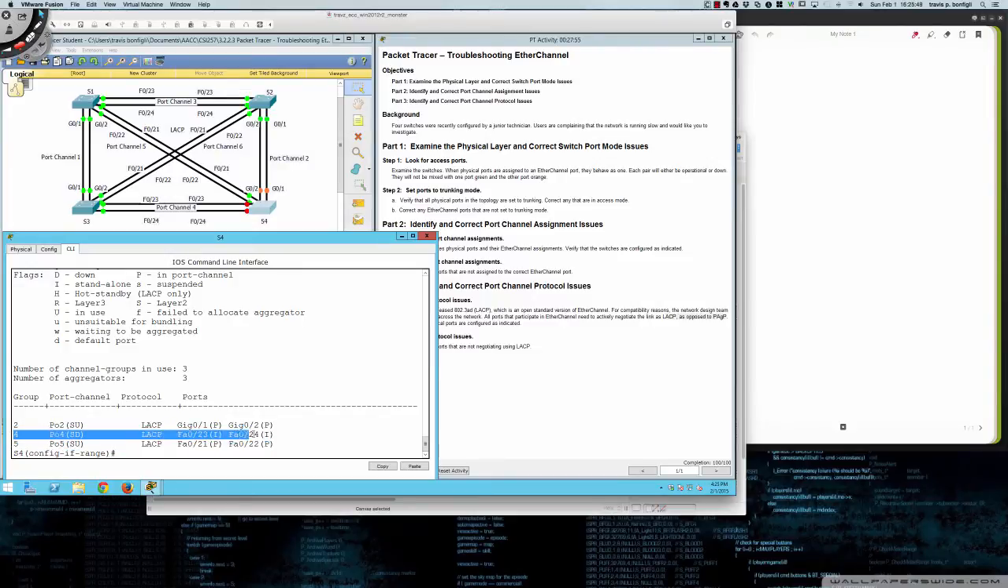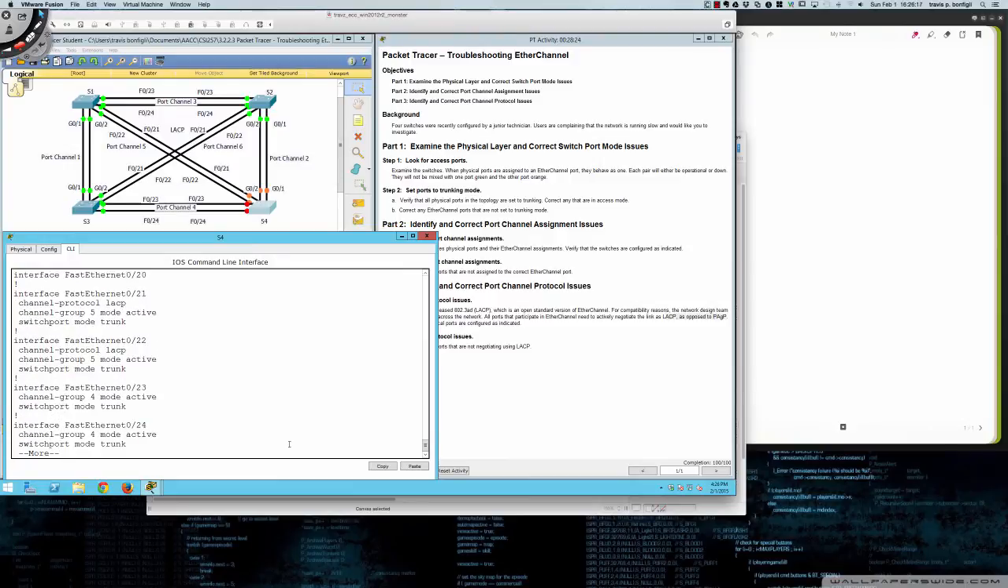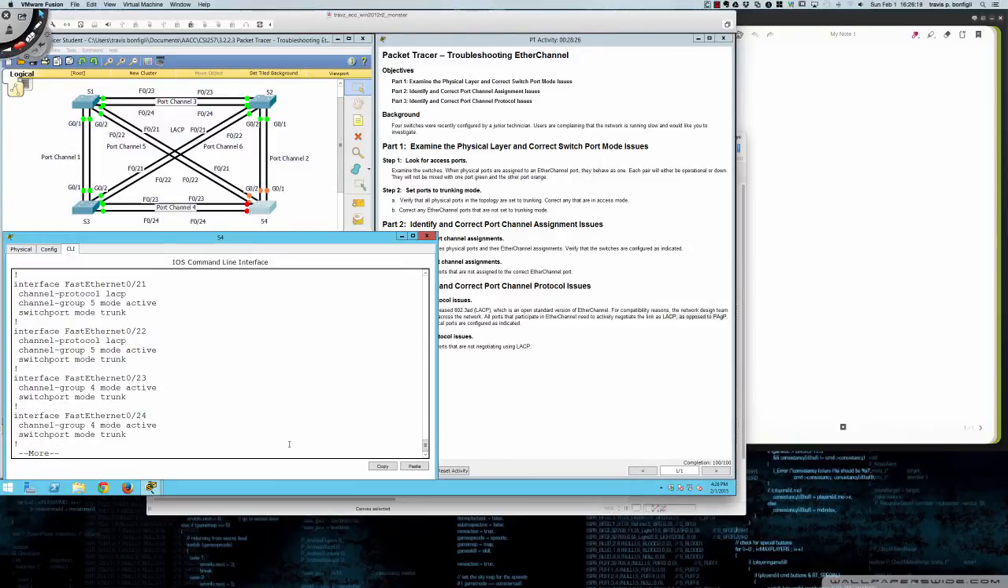Port channel 4, which is the port channel between switch 3 and switch 4, still shows standalone for 23 and 24. However, they are now in the right port channel by themselves. And port channel 2 between switch 4 and switch 2 is up and operational. So those look good. Let's take a look at ports 23 and 24 with a do show run on this side. 23 is in 4 and it's active, and that's right, and it's switchport mode trunk. And port channels 2, 4, and 5 are all switchport mode trunk.